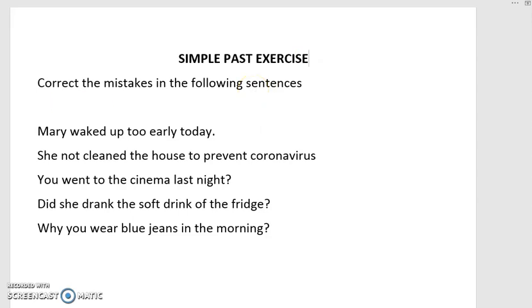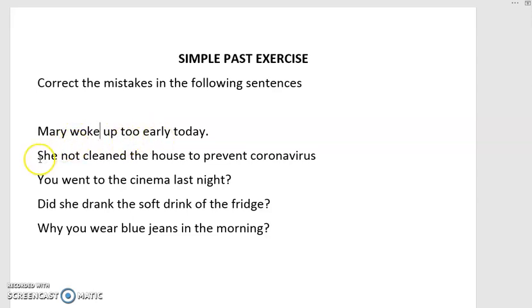It's about correcting mistakes in the following sentences. So we have the first one. Mary waked up too early today. So what is the mistake in that one? Think about it. So we don't say waked up. We say woke up too early today. Remember that too in this case is like very. Mari se despertó muy temprano hoy.